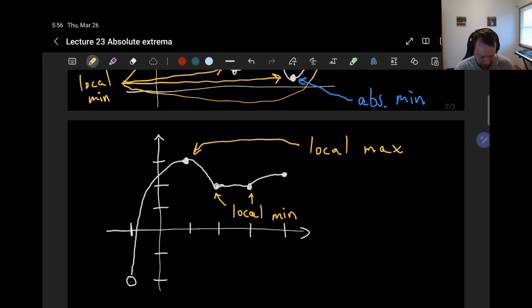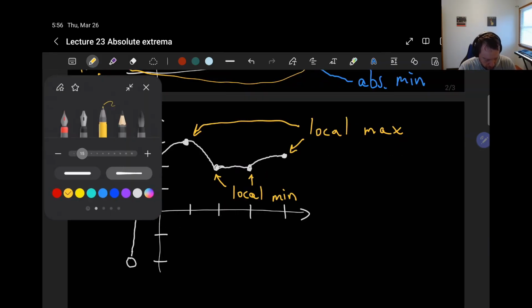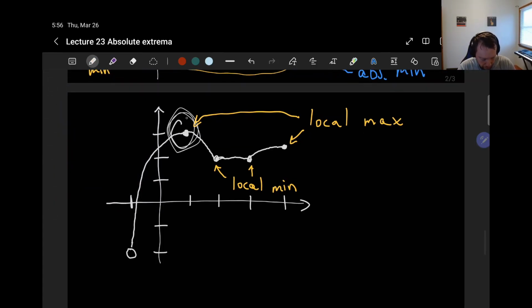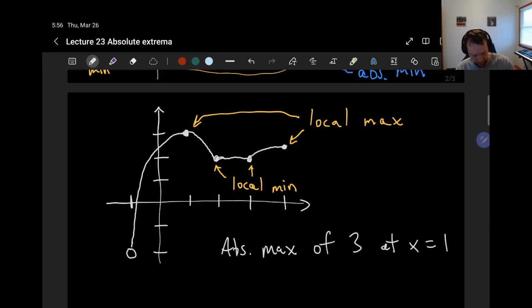This is supposed to be flat, by the way. And here's the other local maximum. Since it's an endpoint, we're only concerned about this side. And it is a high point within that little neighborhood. Now let's talk about absolute. So this is the absolute high point out of everywhere. So we have an absolute maximum of 3, that's the y value, at x equals 1.